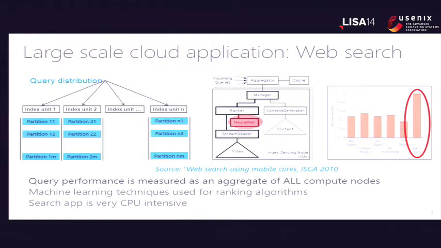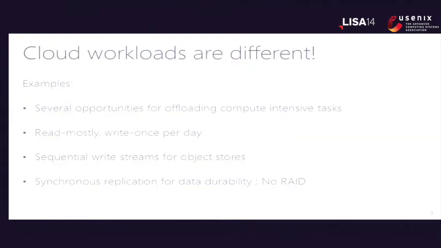Again, the point here is that the previous application, cloud storage, was very network intensive, even though it's a storage application. In this case, it's a search application which should be latency sensitive, but it turns out it's also very compute intensive. So the point is, cloud workloads are very different. When you design hardware, you have to take this into account. There are several opportunities for doing offloading. While your servers are designed to be pretty homogeneous, you can also do specialization through offload accelerators and whatnot.